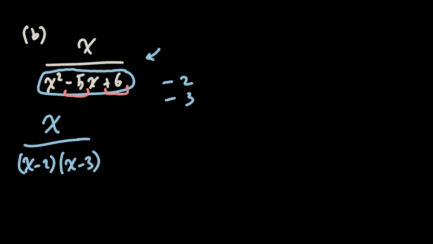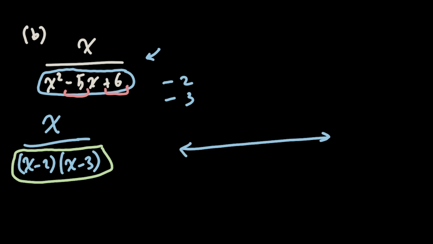We all know that this denominator should not be 0. So the domain for this would be the real line, but this cannot be 2 and this cannot be 3. So here is 2 and here's 3. This is the domain. It's all the real numbers except 2 and 3.